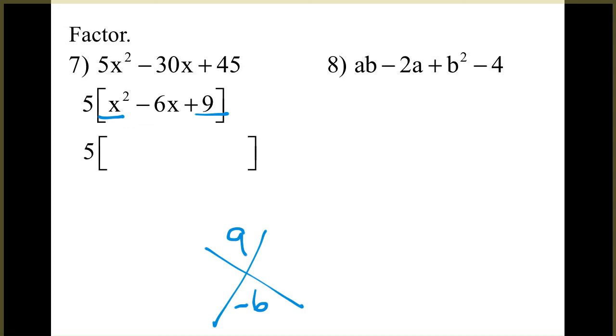So when I set up my parentheses, I know x and x to get that perfect square, 3 and 3 to get that perfect square. Now, it has to multiply to positive 9 but add to negative 6. How about negative 3, negative 3? There it is.